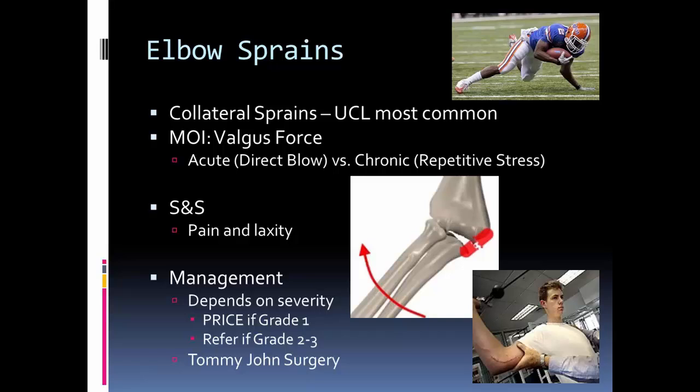Tommy John surgery is more properly known as ulnar collateral reconstruction, or UCL surgery. It is a surgical operation in which the ligament on the medial elbow is replaced with a tendon from elsewhere in the body, often from the forearm, hamstring, or foot of the patient.